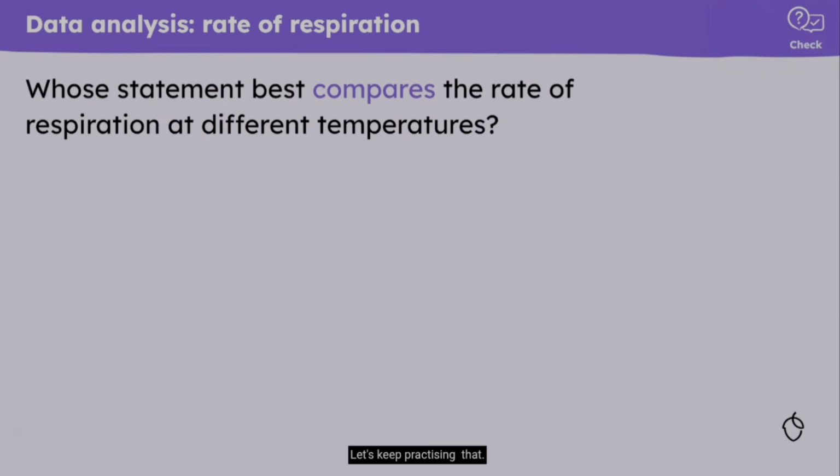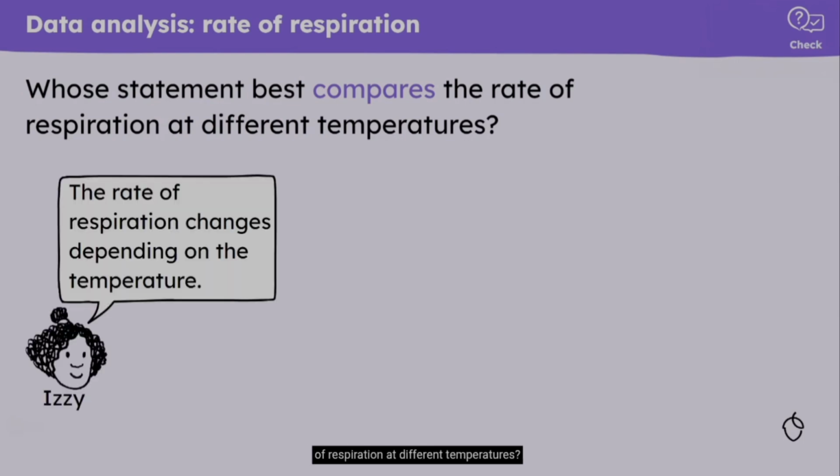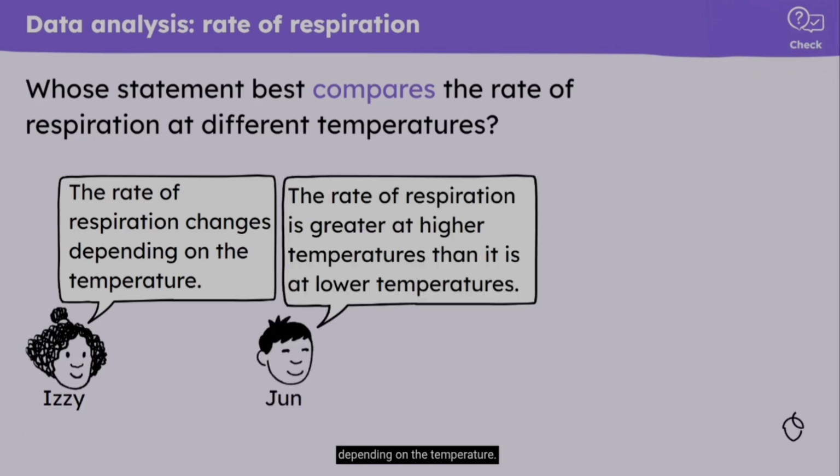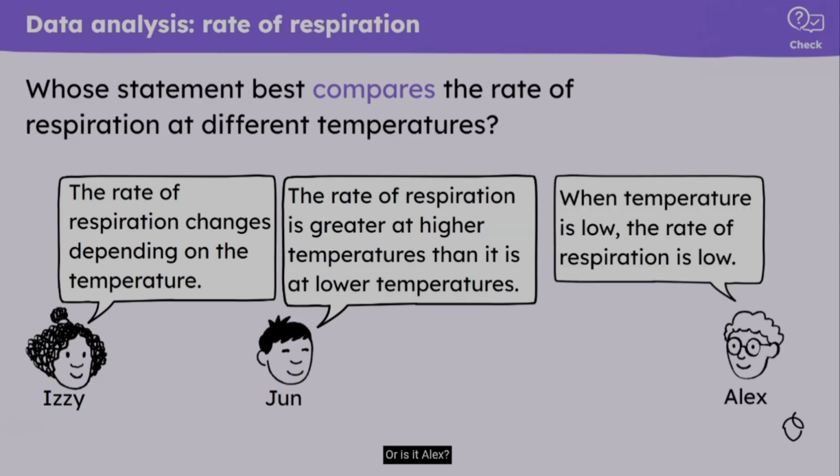Let's keep practicing that. Whose statement best compares the rate of respiration at different temperatures? Is it Izzy? The rate of respiration changes depending on the temperature. Or Jin? The rate of respiration is greater at higher temperatures than it is at lower temperatures. Or is it Alex? When temperature is low, the rate of respiration is low. Take 5 seconds, or if you want some more time to think about it, click pause and click play when you're ready to see the answers.